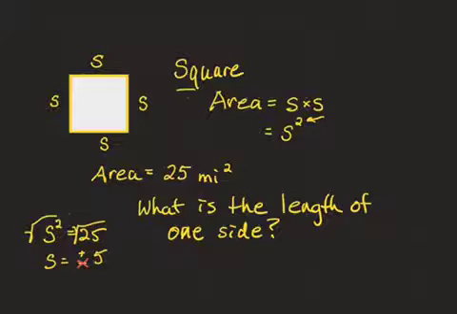So a side in this case equals 5 miles. Each of the sides of this square plot of land is equal to 5 miles. And just a quick check, 5 times 5 is 25 square miles. That works. The length of one side is 5 miles.